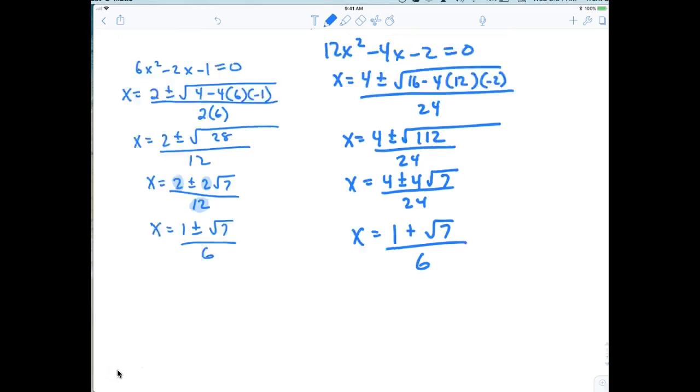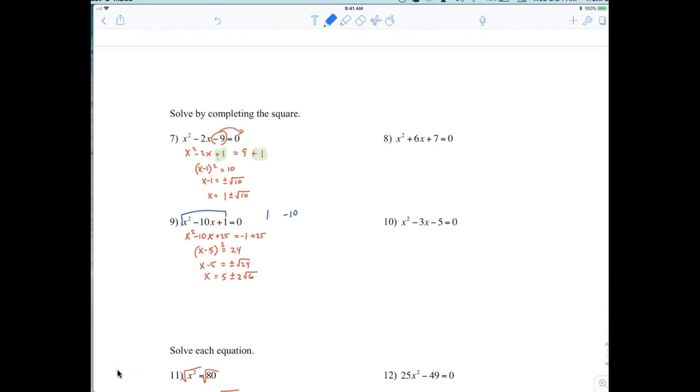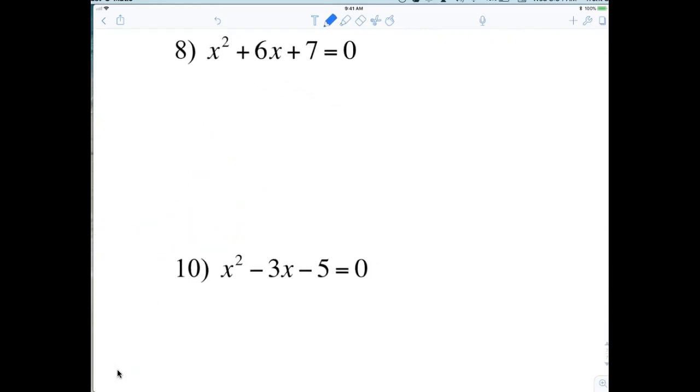All right. Here we go. Let's take a look at question number 8. Completing the square, move the 7 over. So x squared plus 6x equals negative 7. Take half and square. X squared plus 6x plus 9 equals negative 7 plus 9. All right. Any questions with that so far?